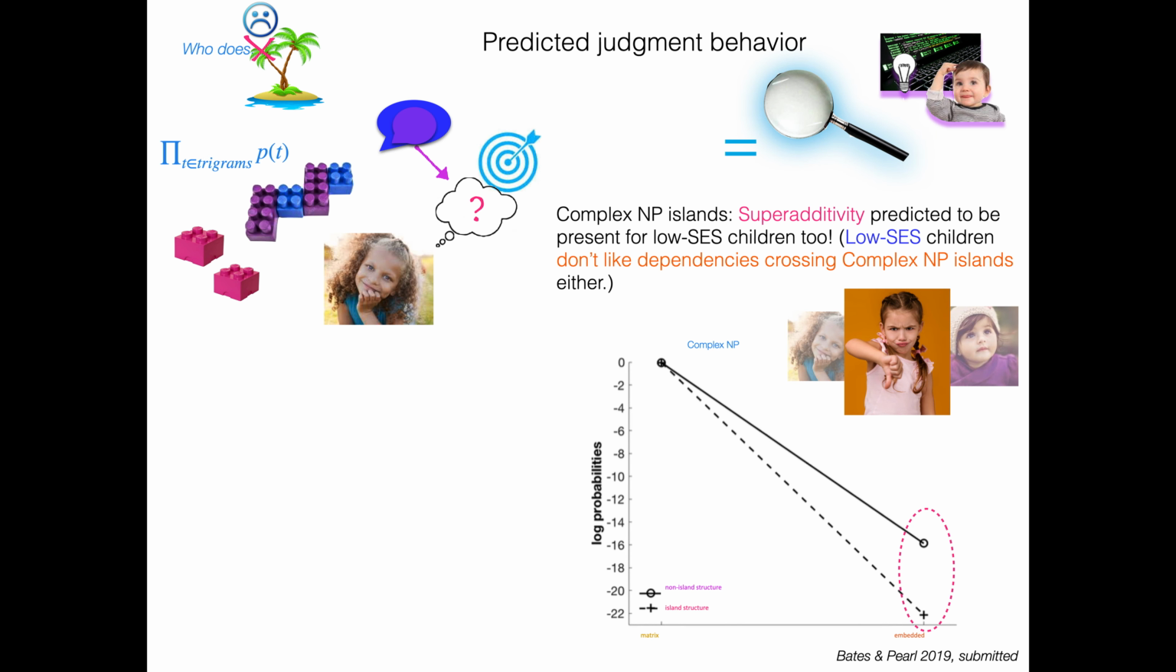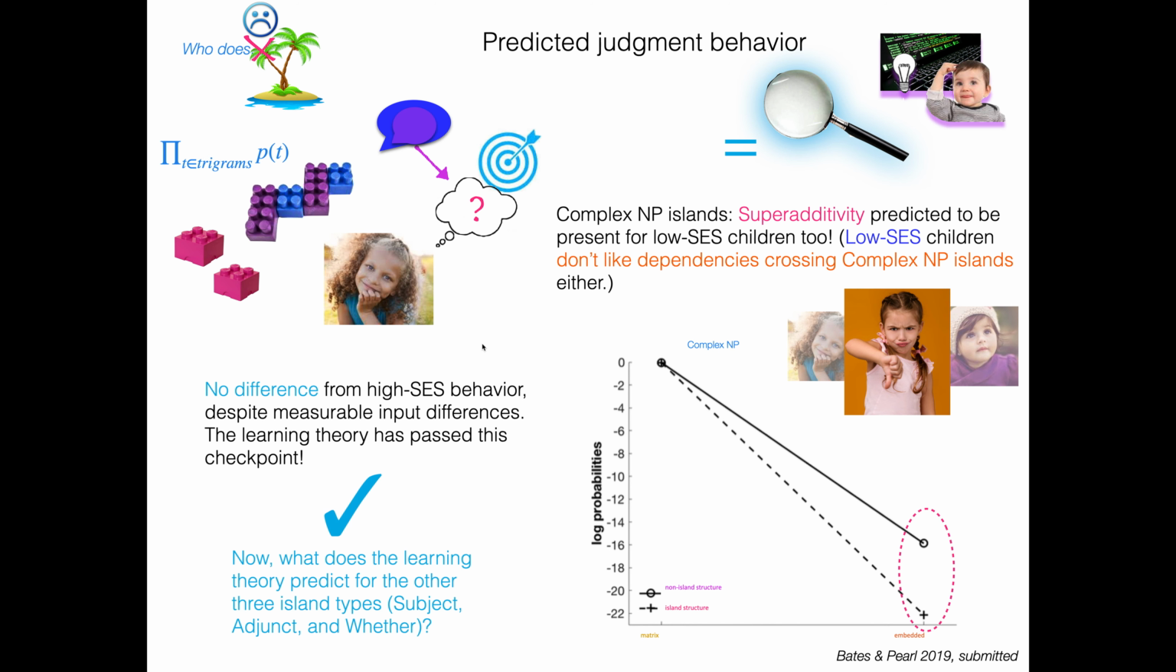And when we look at complex NP islands, that's exactly the pattern that's predicted, right? So on the basis of their input, the learning model predicts that low SES children also don't like dependencies crossing complex NP islands by age 4. And that means that there's no difference from high SES behavior despite the measurable input difference, especially the amount of WH dependencies they're hearing. So the learning theory is past this checkpoint.